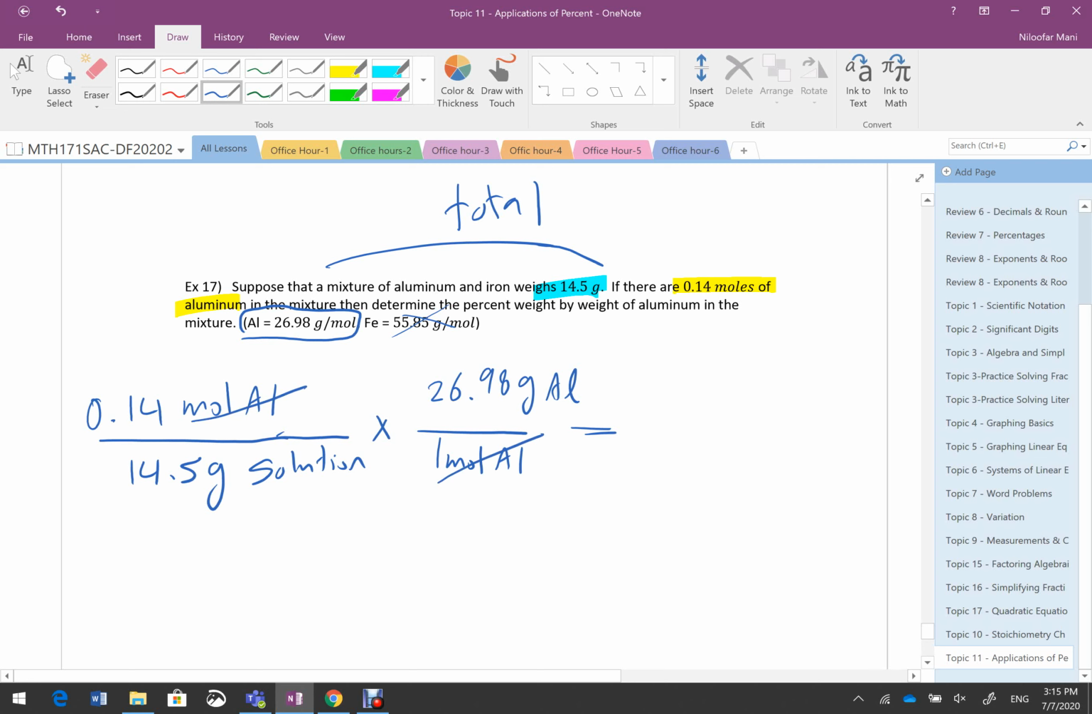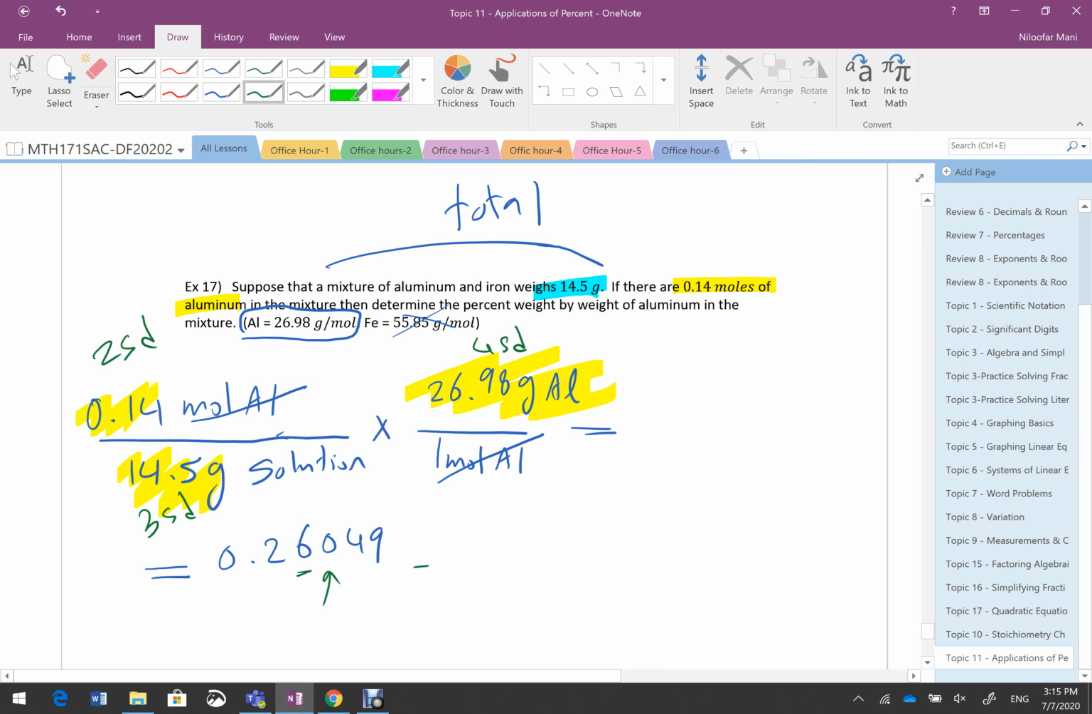What is left? This and this and this. Okay, so it is 0.26049, and I need to go to two significant digit. Yes, two significant digit because of this. So I have two significant digit, I have three significant digit, I have four significant digit. I can round to two significant digit. Okay, so I underline that, check that, it is almost 0.26. Okay, 0.26 gram, right?